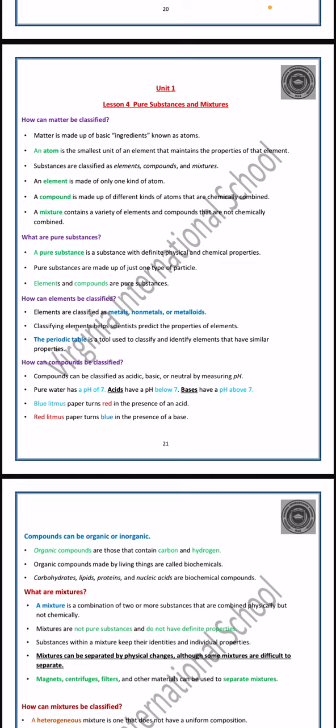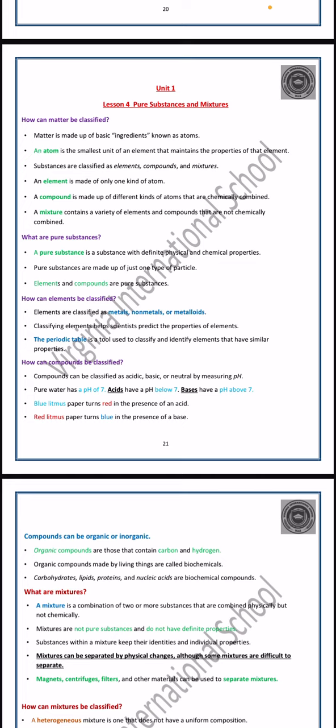Okay, so the difference between a compound and a mixture is that in a compound, there is a chemical combination between different atoms, and in a mixture, there is no chemical combination between the different atoms that make this mixture. Okay, so these are some important vocabulary words that you have to know first before learning what's pure and what is a mixture.